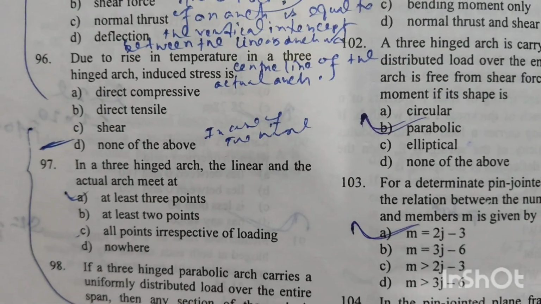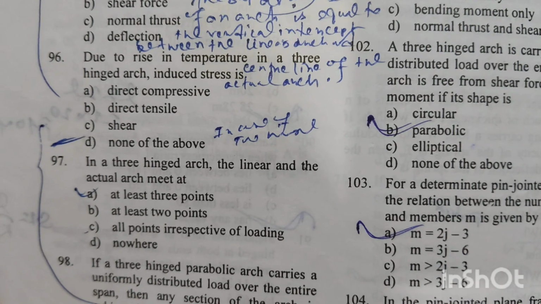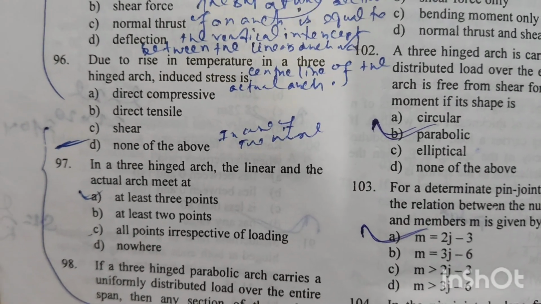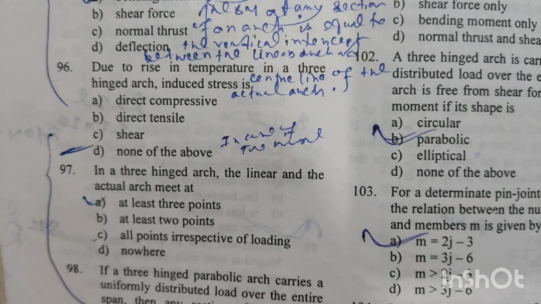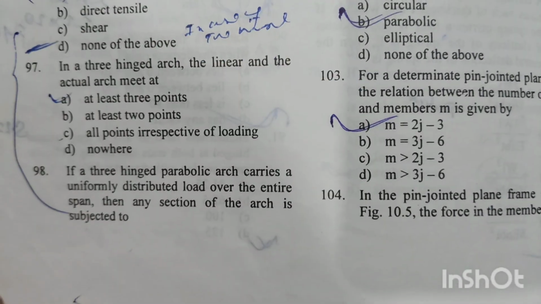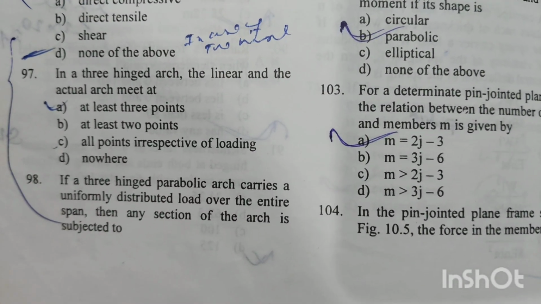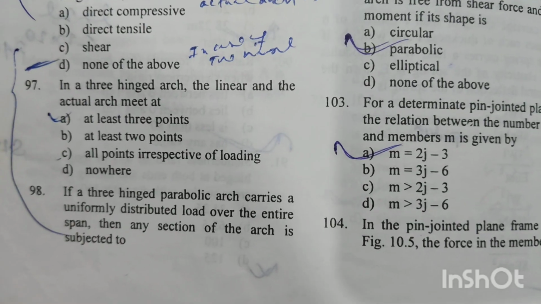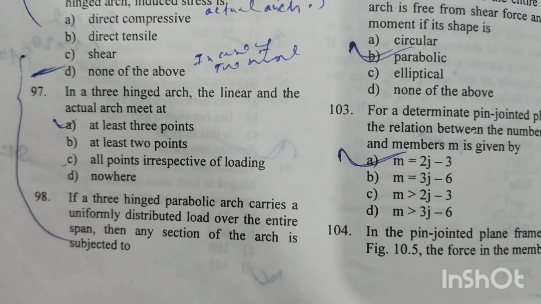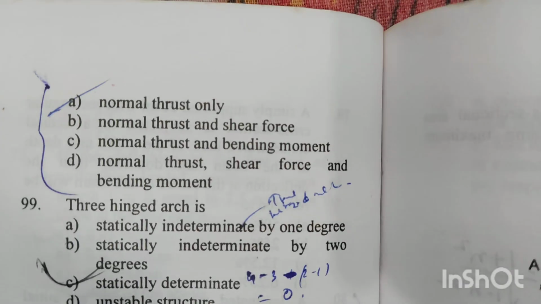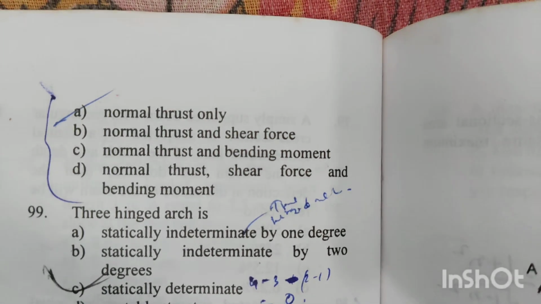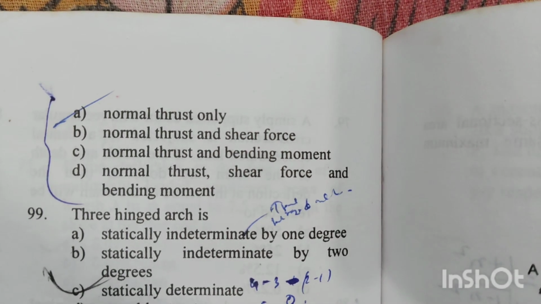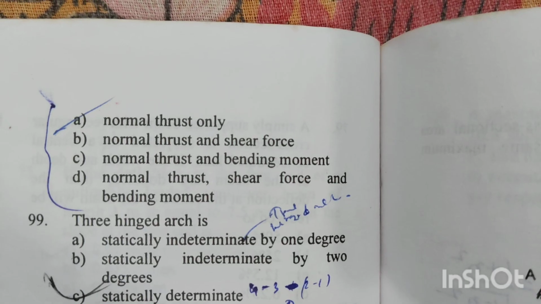Number 97. In a three-hinged arch, the linear and actual arch meet at least 3 points. Option A is right answer. And the 3 points are two ends and the crown at the middle. Number 98. If a three-hinged parabolic arch carries a uniformly distributed load over the entire span, then any section of the arch is subjected to. Any section of a three-hinged parabolic arch is subjected to normal thrust and radial shear and zero bending moment. So option B is right answer.